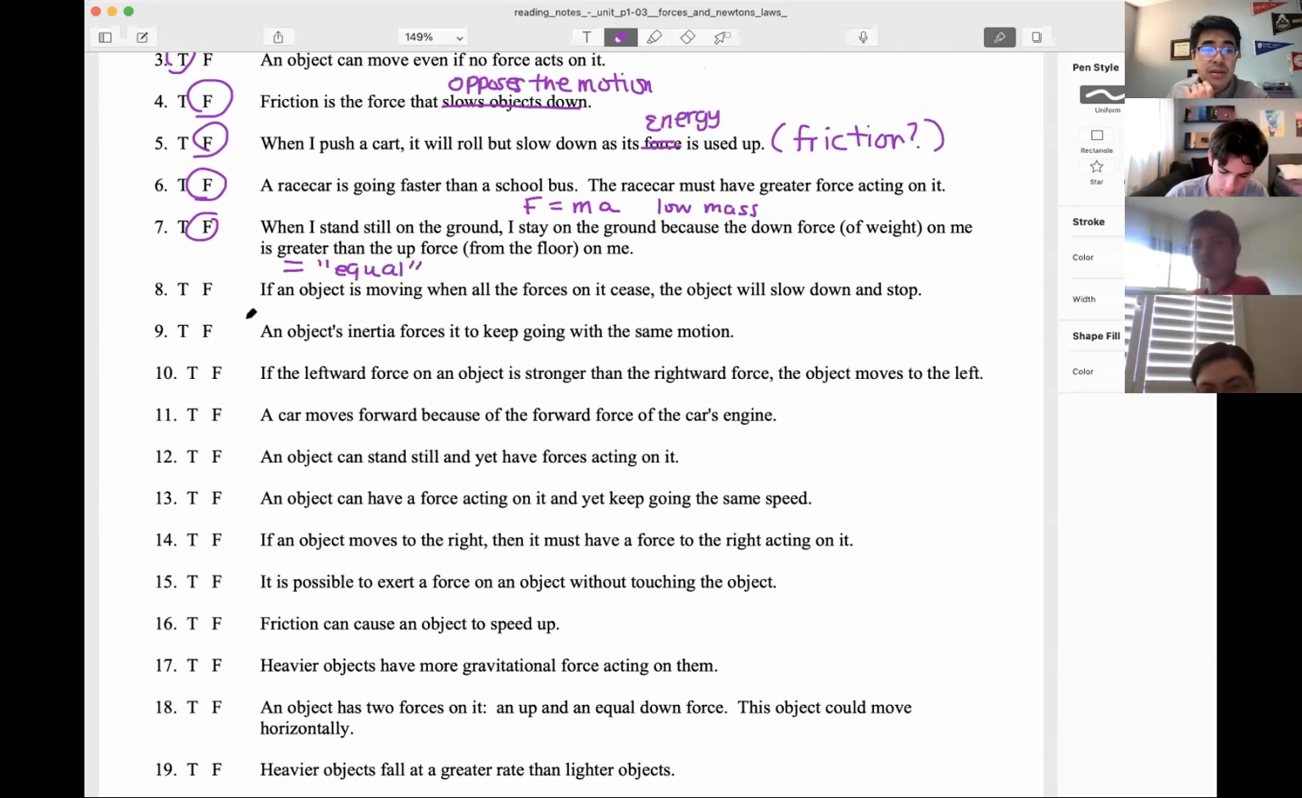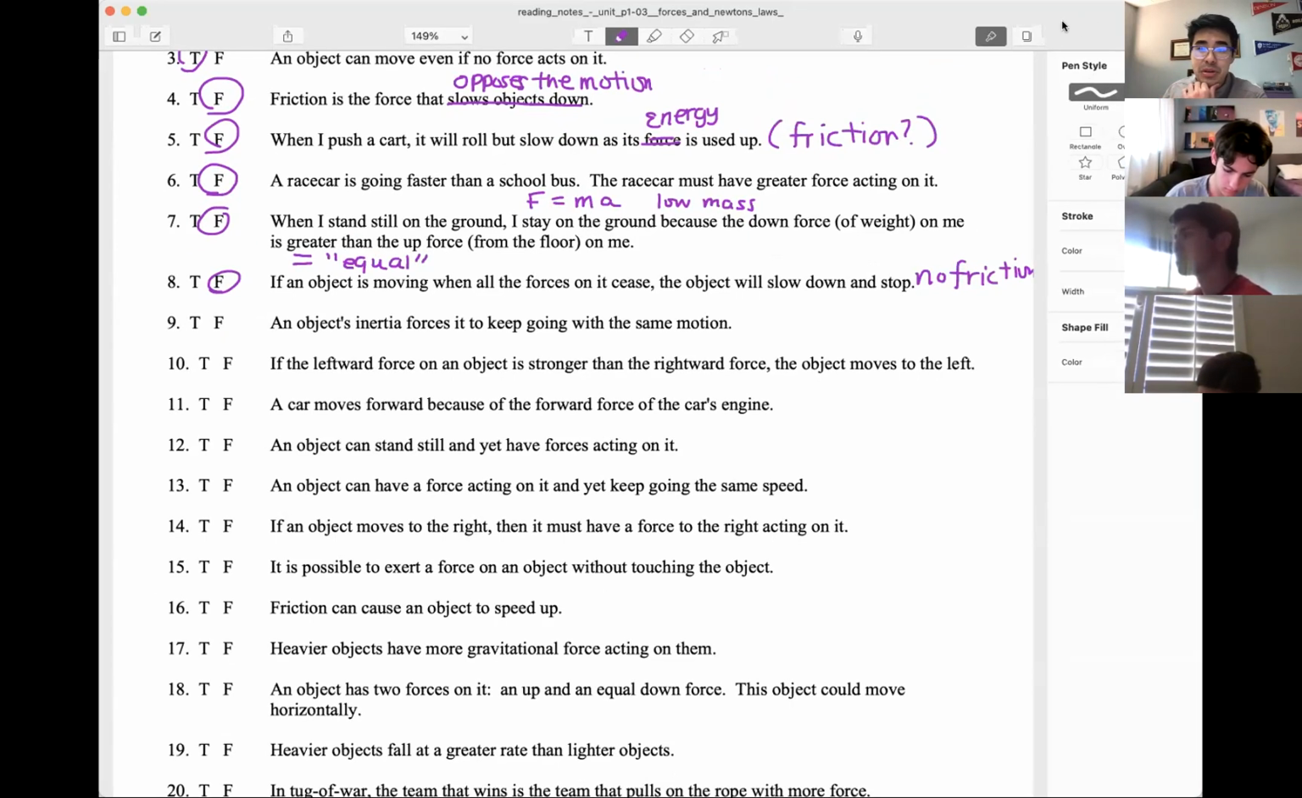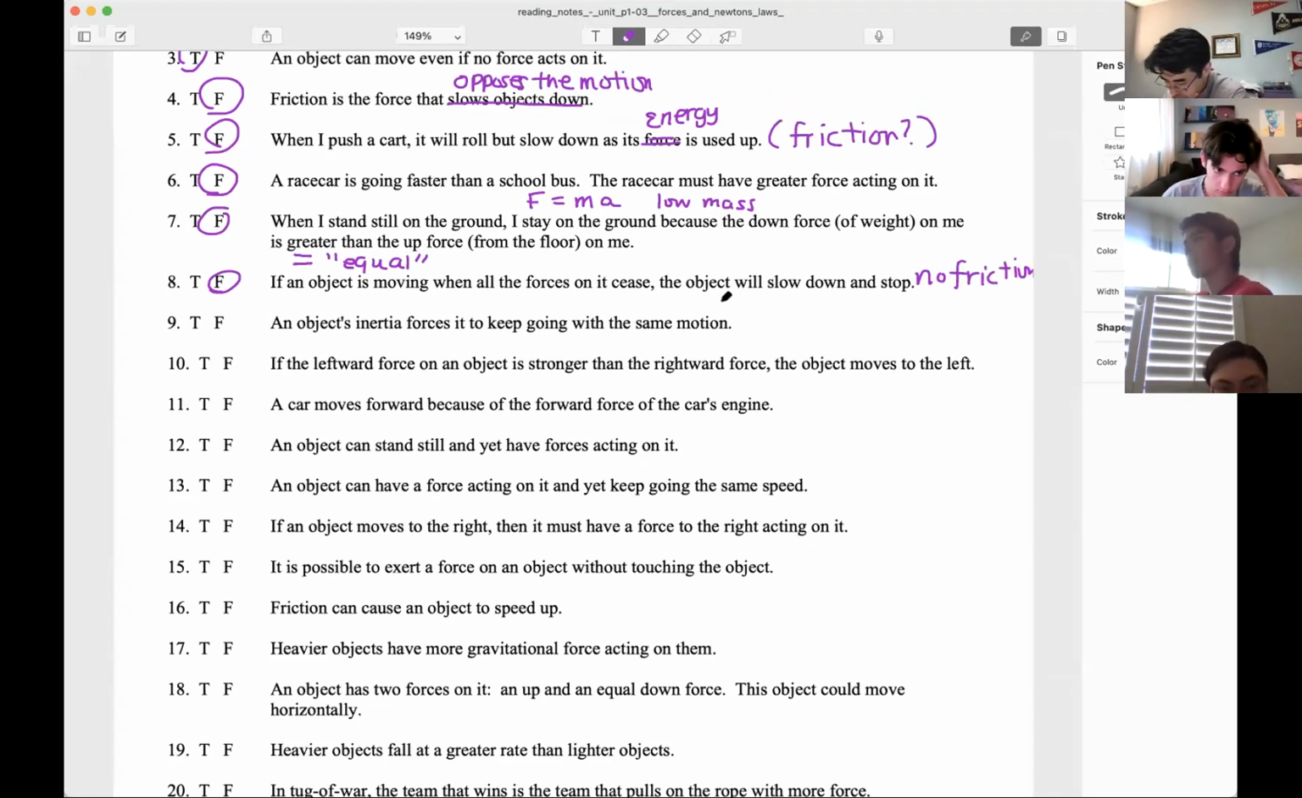False. False, right? We're in this perfect physics world where there's no friction. Number 9, the inertia forces it to keep going with the same motion. True. The only thing that I want to keep in mind here is, I don't like the word forces, because that confuses it with the idea of force. So maybe like compels or maintains the same direction of motion. I just don't like the word force.